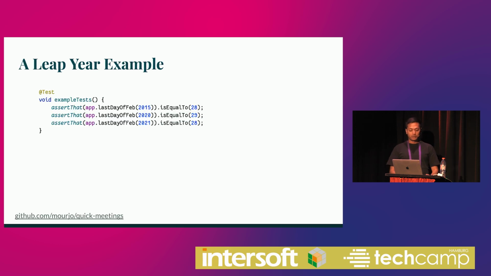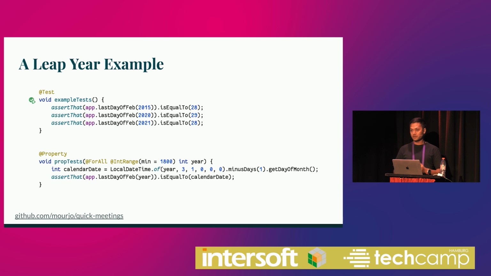So let's take an example. Suppose we have an application that relies on the number of days in February. If that was the case, I would write a test like this. Say a test that validates that 2015 has 28 days in February, 2020 has 29 days, and 2021 has 28 days. This is a good enough test that I would write. I would be happy with it if it works. I would ship it to production, right? There's nothing wrong with this test. I like it. I would have written this myself.